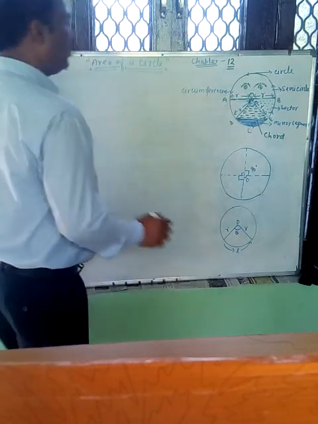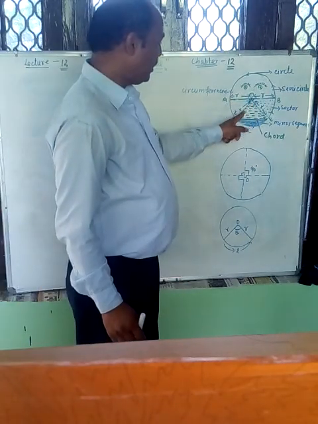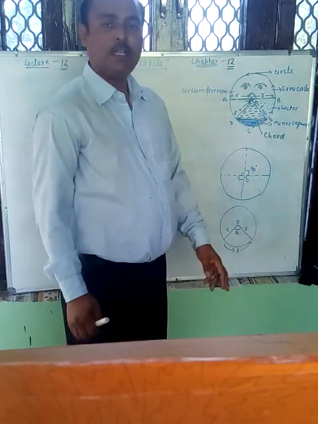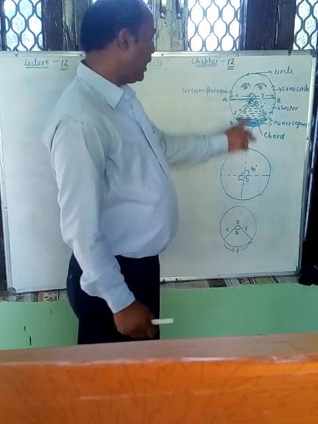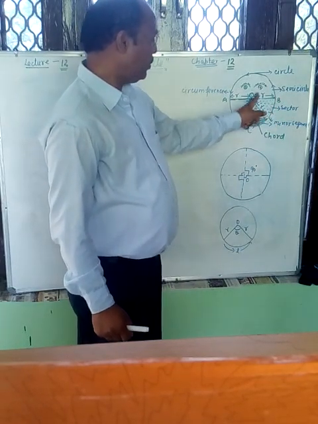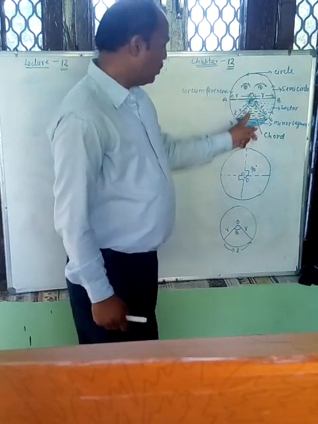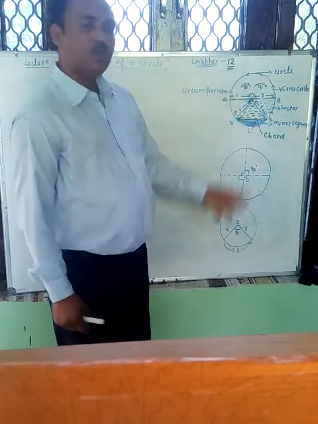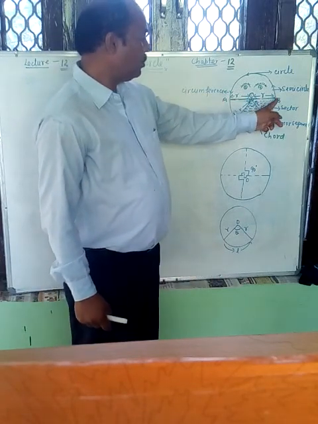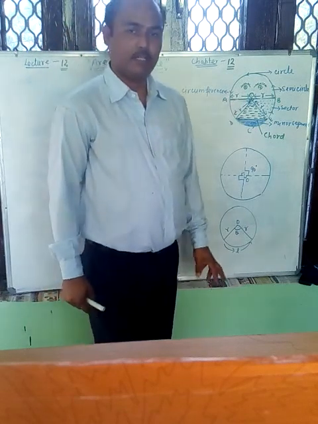So there are so many things here, and this is a dotted line. ODE is a triangle, and OEBO is a sector. AODA is also a sector. AOBA is also a sector.